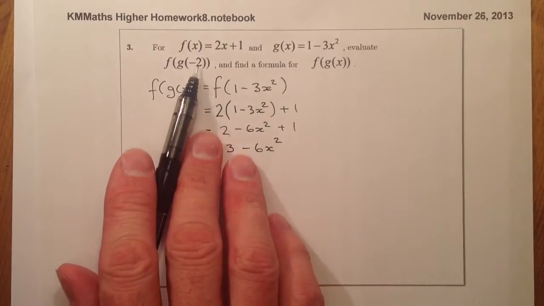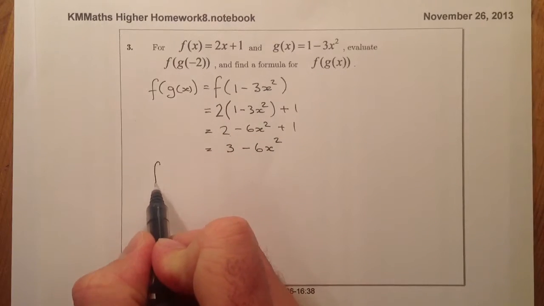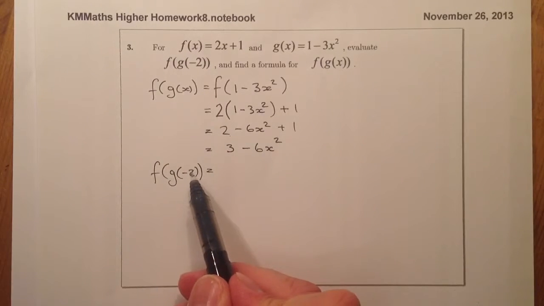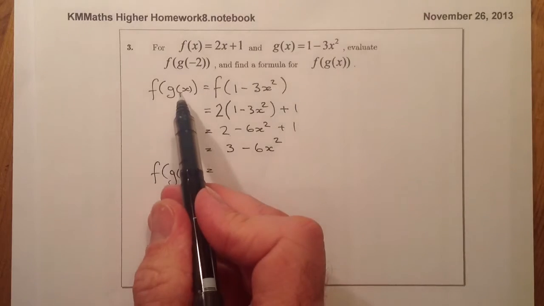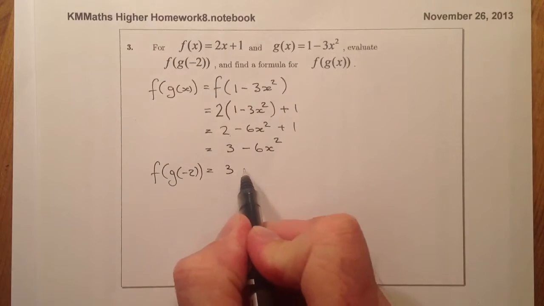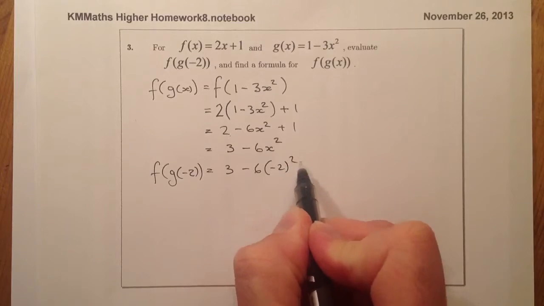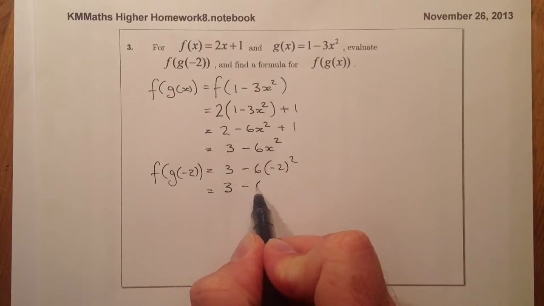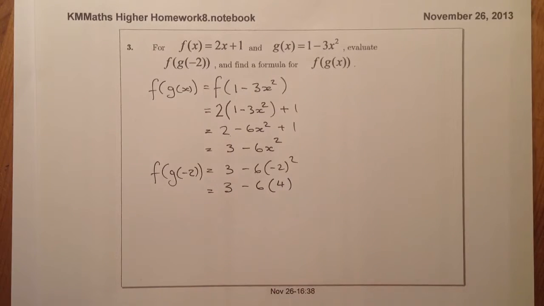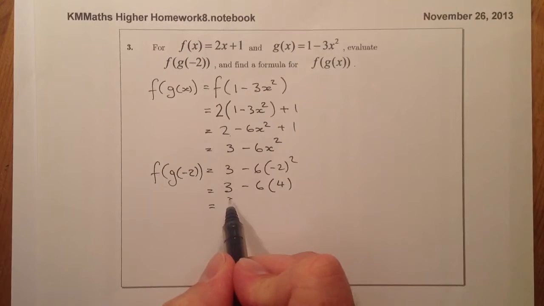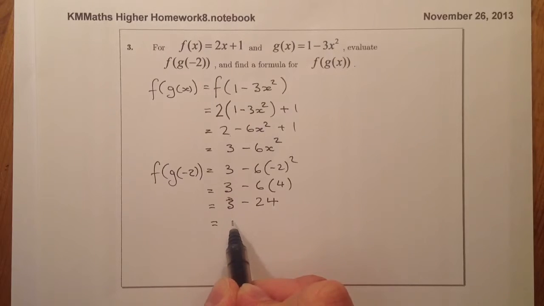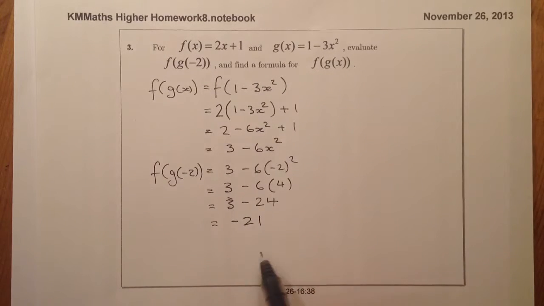What I'll do is then substitute in the -2. So what I'll be working out is this here. All I'll do is substitute -2 in where I see x in this function here. So I've got 3 - 6 times (-2)². When I evaluate that out, that's going to be 3 - 6 times a positive 4. It's going to be 3 - 24, and that should give me -21. And that's that question complete.